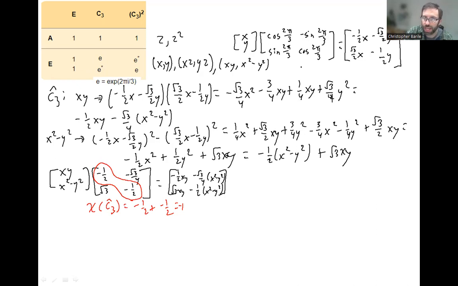If we do this for the identity, just as a simpler example, for the identity operation, we're going to get out a 2x2 matrix that looked like that, right? xy went into xy, and x squared minus y squared went to x squared minus y squared. We take the sum across the diagonal, and we're going to get a character of 2. So chi of e equals 2.